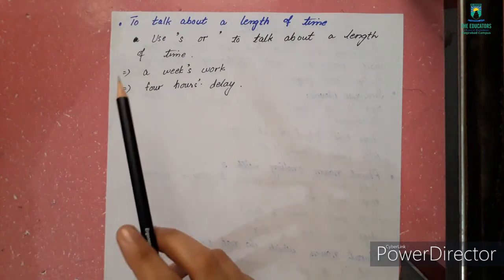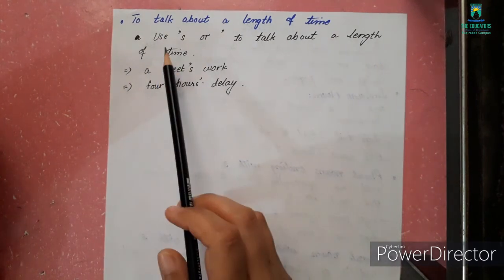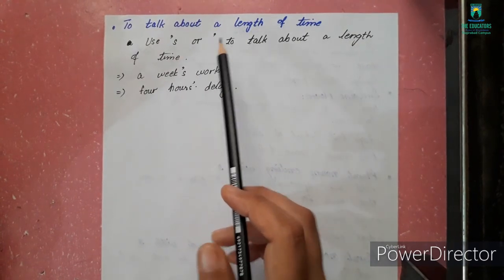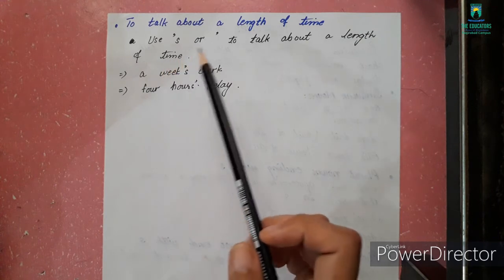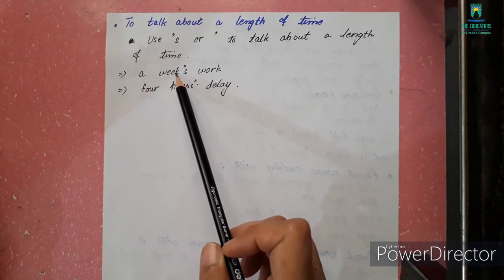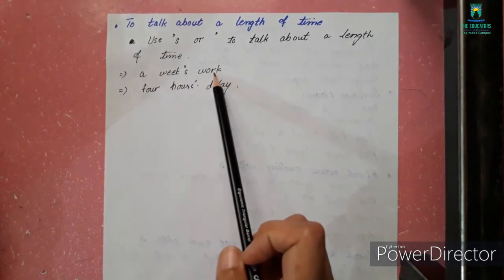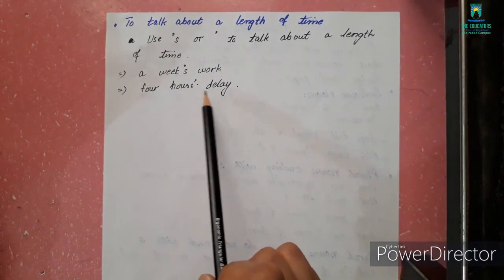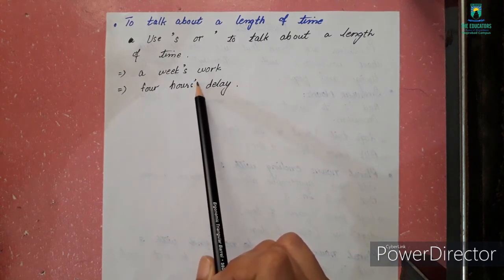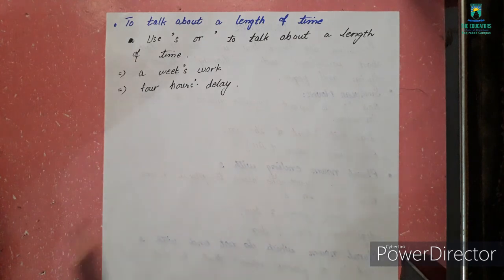The fifth and the last rule is to talk about a length of time. Whenever you are talking about a duration of time, use apostrophe s or a simple apostrophe. A week's work. Week is ending with k, not with s, so we simply added apostrophe s. Four hours' delay. Hours is plural and ending with s, so we simply added an apostrophe; we haven't added s with it. So these are five major rules for possessives.